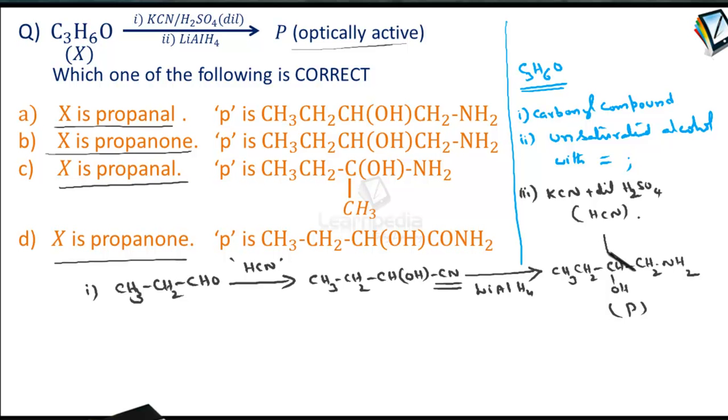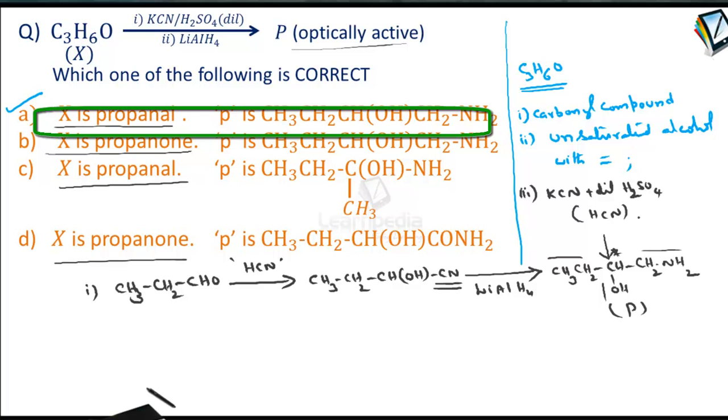If you see this particular carbon, we find one is an ethyl group, one is a methylamine group, one is hydrogen, one is a hydroxy group. So it is an asymmetric carbon and expected to be optically active. So X may be propanal, and we are also getting P is optically active. So if A is taken into account, propanal, and P is CH3CH2CHOHCH2NH2, whatever we got is exactly the same in A. So A is the right option.